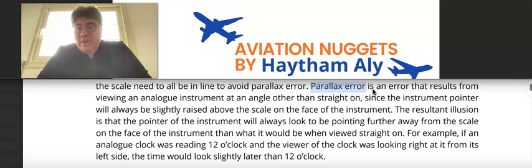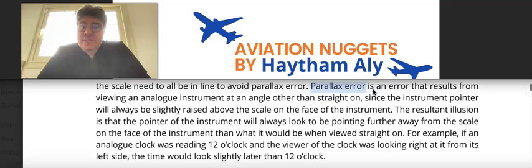You know that we always have the basic six instruments: airspeed indicator, altimeter, and vertical speed indicator, as air data instruments. And we also have the gyro instruments or inertial reference instruments, like the turn and slip indicator, directional gyro, and attitude indicator.